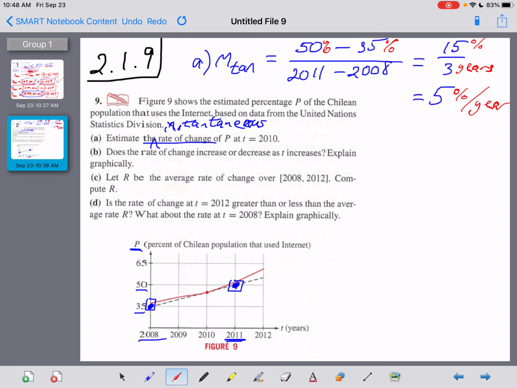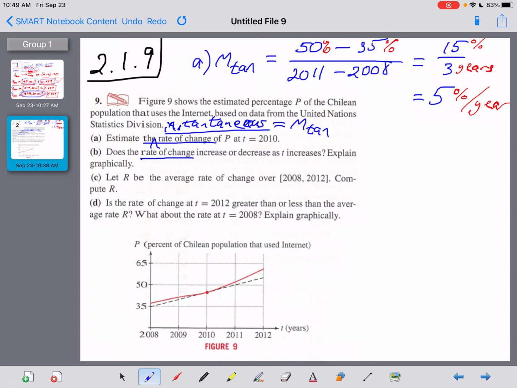Okay, let's get into the rest of this now, guys. So that's part A, and let me try to erase some of the junk that I put on this graph here before, and let's take a look at part B. Does the rate of change increase or decrease as t increases? And we're supposed to explain graphically. Now again, they're just using the phrase rate of change, which again means we're talking about an instantaneous rate. And what that means, everybody, is the slope of a tangent line.